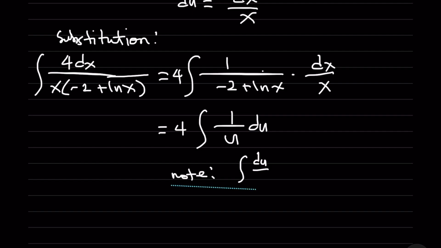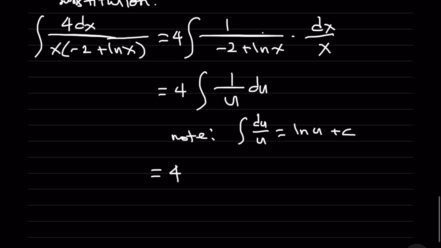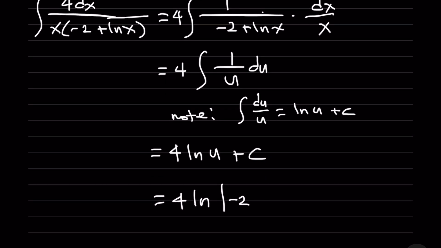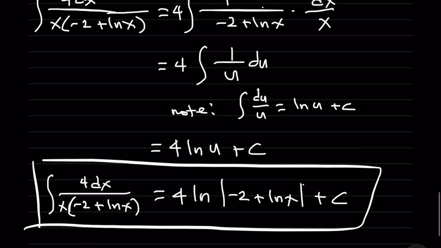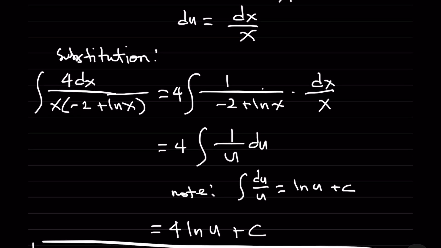So take note that we cannot use the theorem for the integration of a polynomial because the exponent of u is equal to -1. Instead, we take note that the integral of 1 over u is equal to ln u plus c. So the final answer is 4 times ln of u, which is -2 plus ln x, plus a constant.